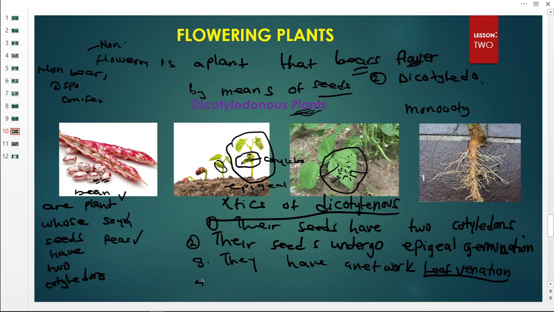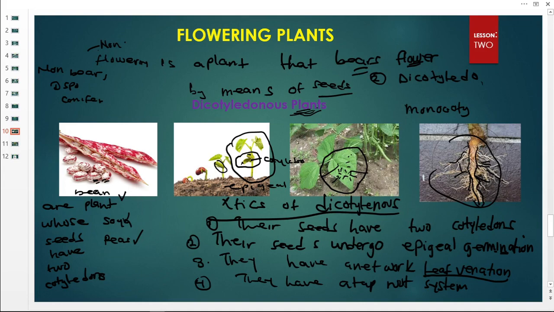Then lastly, we are going to talk about their roots. So they have a taproot system. This one is showing us a taproot system. Under the taproot system we have the main root, this one which we are seeing. Then we have what we call the lateral roots, the side roots. These side roots have what we call root hairs. So this system is what we call a taproot system.